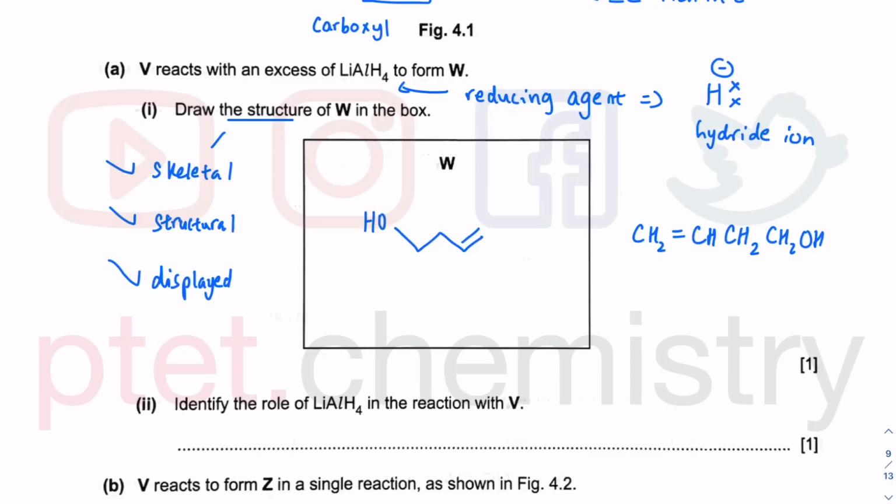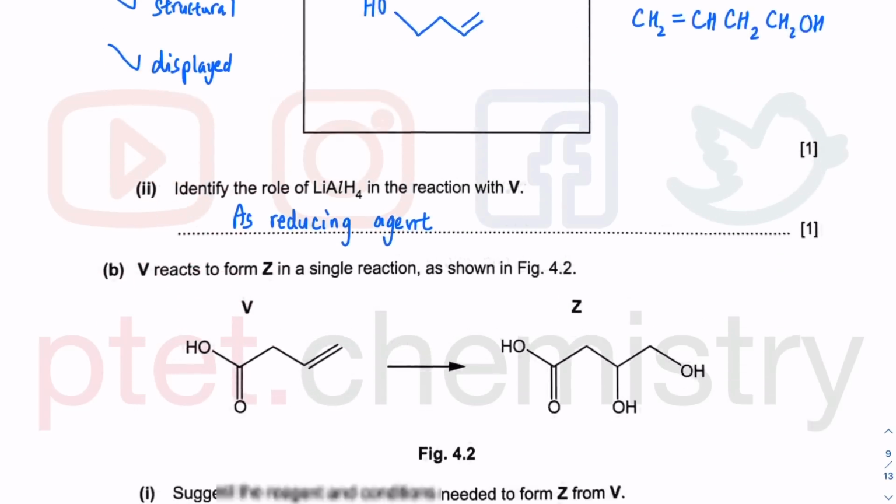Identify the role of LiAlH4. We know that as a reducing agent, it reduces something else by getting itself oxidized. It goes from H- to become H2.